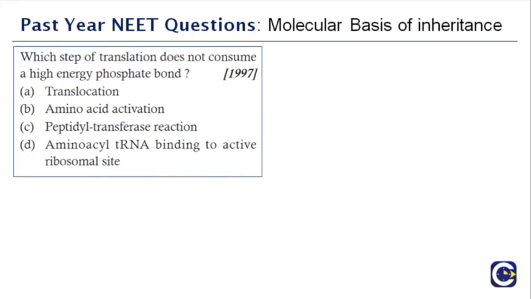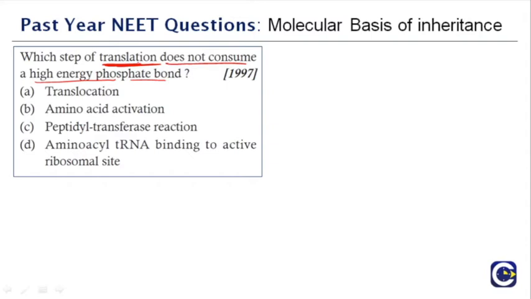Which step of translation does not consume a high energy phosphate bond? In the previous part we discussed that the process of translation has a lot of steps, and a lot of steps require energy. So when you are studying translation, try to learn it through diagrams. Try to write down everything and remember which step, which enzyme comes, which complex is formed, which step consumes energy, and which step does not consume energy.